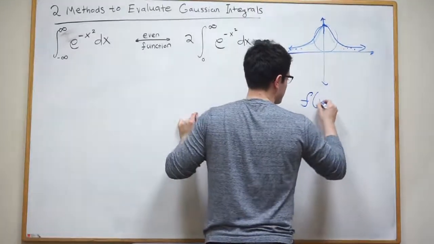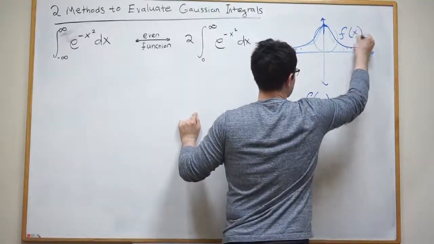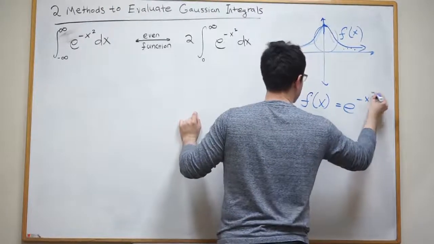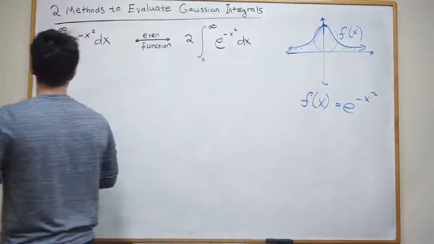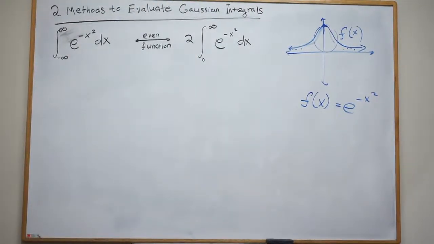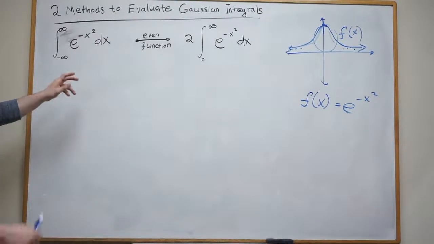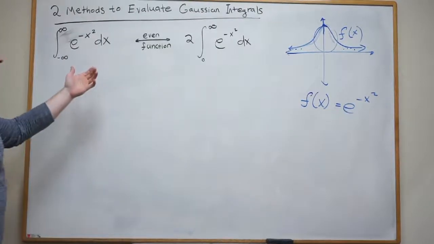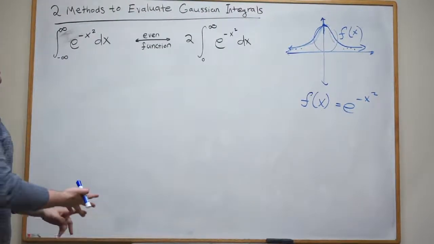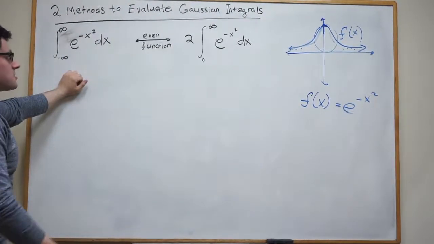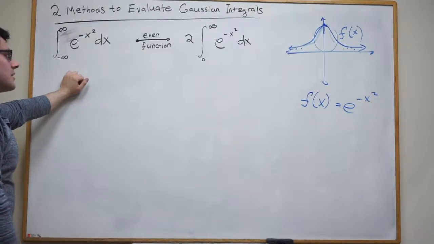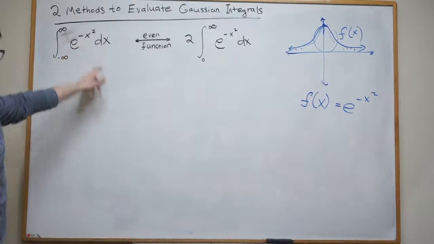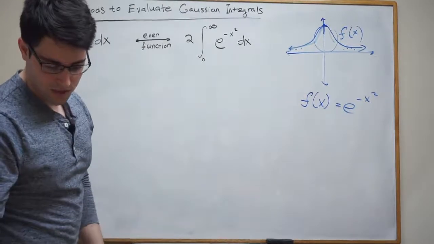So if this is f of x, then your function is e to the minus x squared. Okay, and so we just want to integrate this. And you notice that it's not really considered an elementary integral because you can't really integrate this by just looking at it. You can't integrate by parts. You can't use U substitution, trig substitution, stuff like that doesn't readily work because of this x squared here. So we're going to do it two ways.